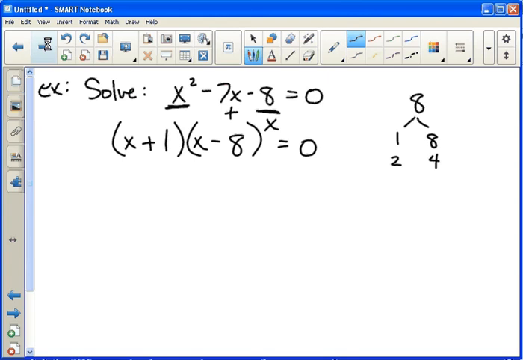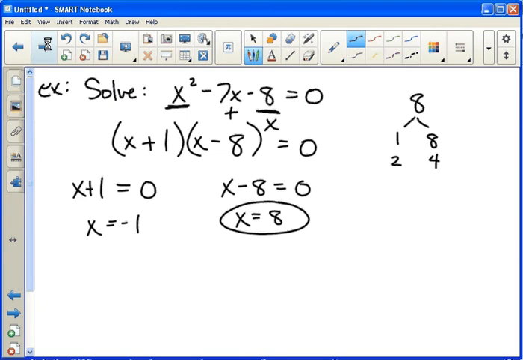So we get x plus 1 equals 0 and x minus 8 equals 0. So subtract 1 from both sides and you get negative 1. Add 8 to both sides and you get 8. So that would be our two solutions for that particular equation.